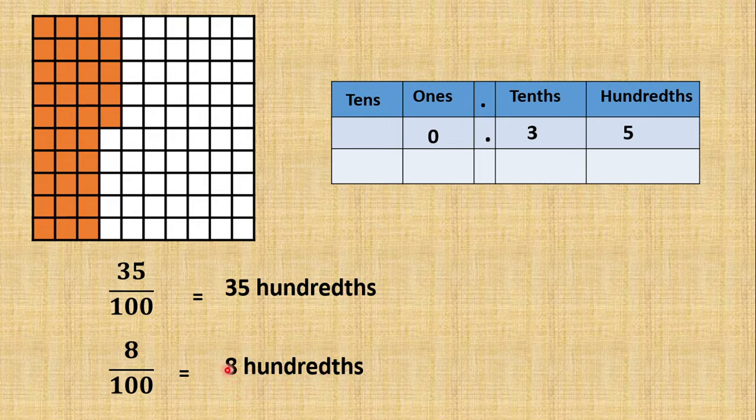Now similarly, 8 hundredths will be 8 hundredths. So 8 will be in the hundredths place. And as there is nothing in the tenths place, we will put a 0, the decimal point, 0. So your answer for 35 hundredths is going to be 0.35, whereas for 8 hundredths it will be 0.08. Or you can say it as 8 hundredths, and you can say this as 35 hundredths.